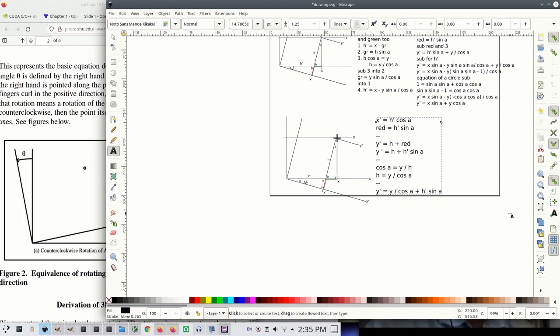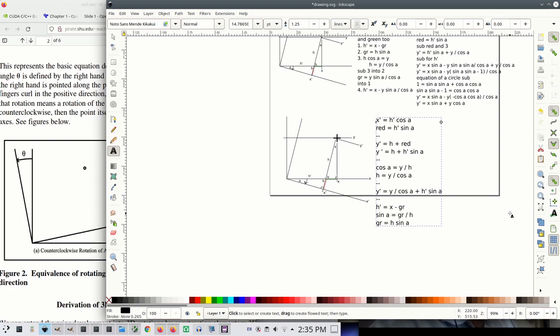So for h prime, let's make a new equation. H prime is equal to x minus green. Now we need an equation for green. Green equals, let's do it again. So sine a equals green over h. So green equals h sine a. Okay, so we got h sine a for green.